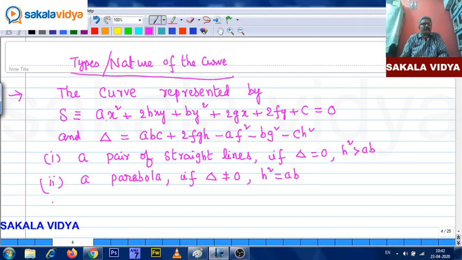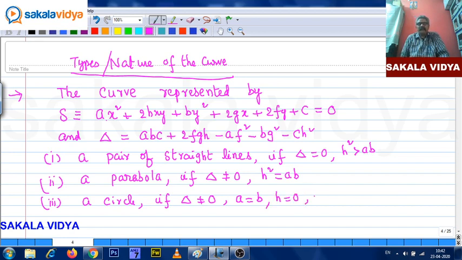Okay, next is third one, a circle. If delta does not equal to 0 and a is equal to b and there should not be xy term, h must be 0 and g square plus f square minus ac greater than 0.